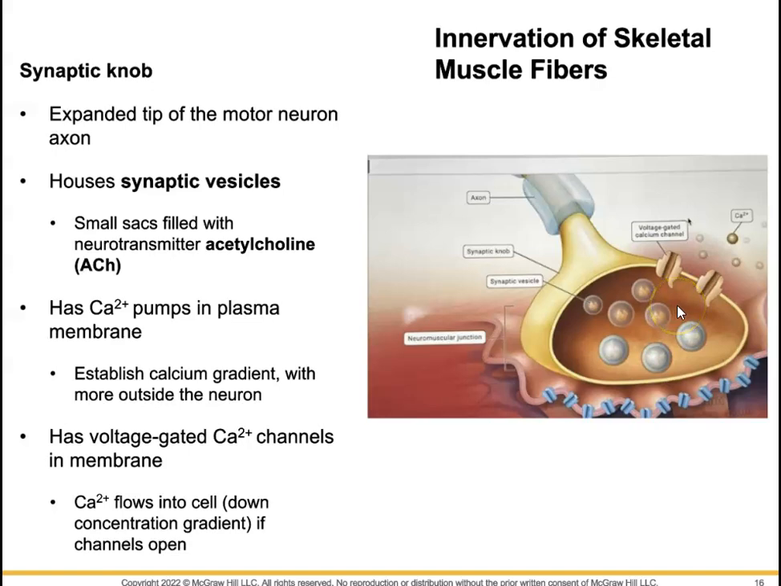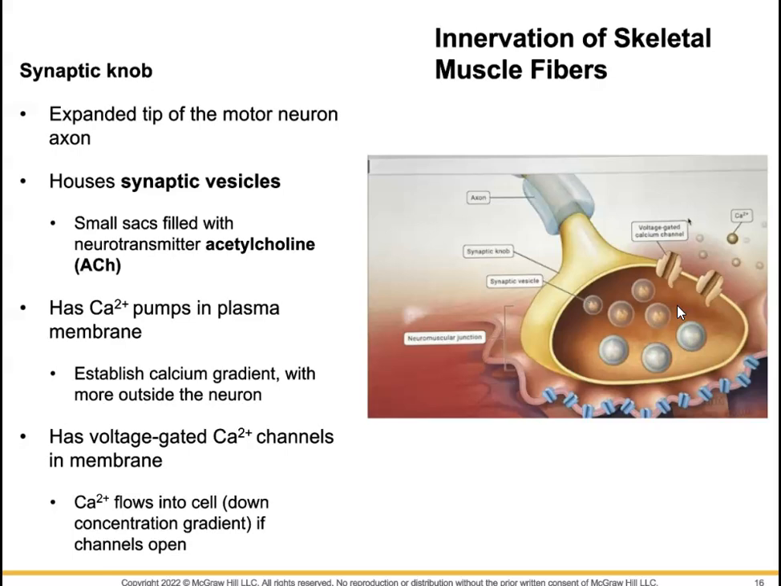Now, this houses a lot of synaptic vesicles. Remember, vesicles are little containers made up of cell membrane. They're filled with molecules of a neurotransmitter called acetylcholine. There are also calcium pumps embedded in the plasma membrane of the synaptic knob. Those calcium pumps are going to be important in helping to maintain the concentration gradient of the calcium. So there is more calcium outside the synaptic knob than inside the synaptic knob.